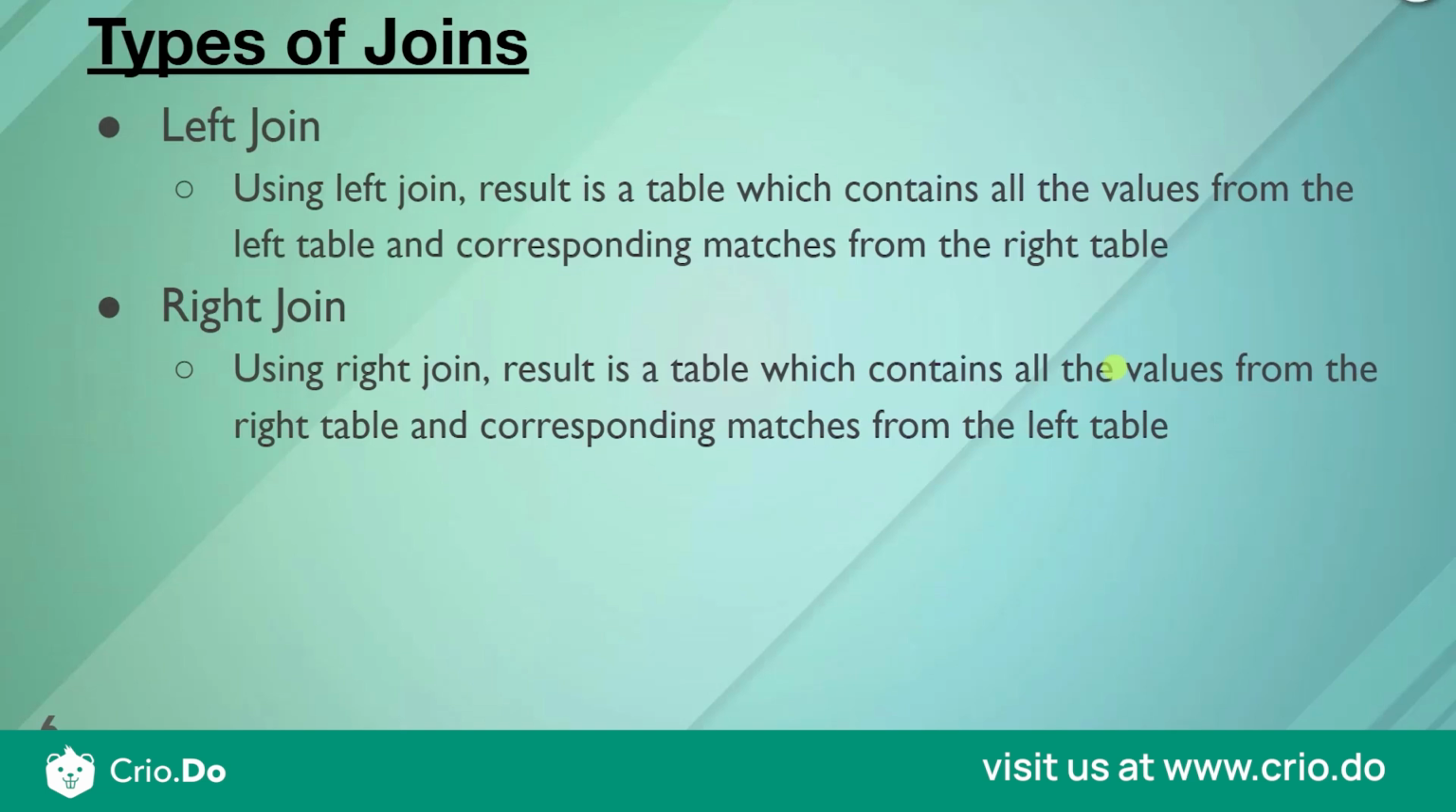So what is a left join? Using a left join, the result will be a table which contains all the values from the left table and corresponding matches from the right table. So you will see all the values from the left table, and whatever is mapped with the right table, it will bring up that row from the right table. What is a right join? A right join will result in a table which contains all the values from the right table and corresponding matches from the left table. So it is the vice versa of a left join. It will bring all the values from the right table and only the mapped values from the left table.